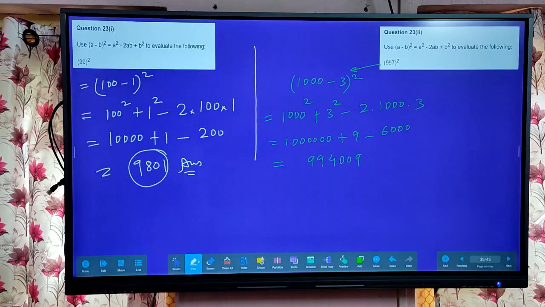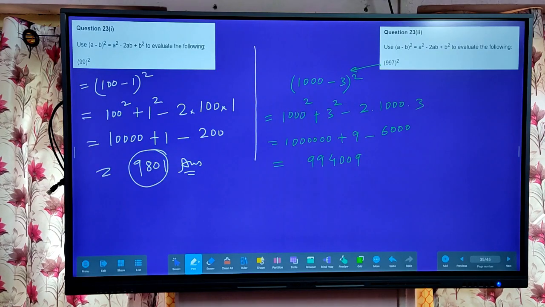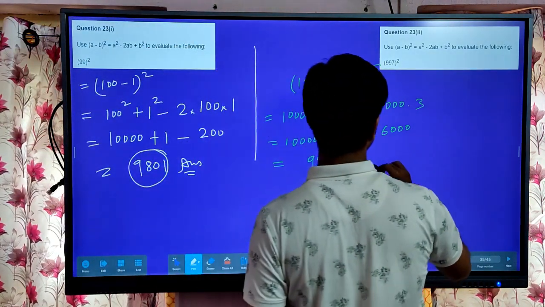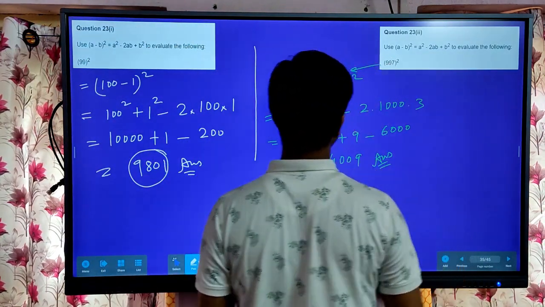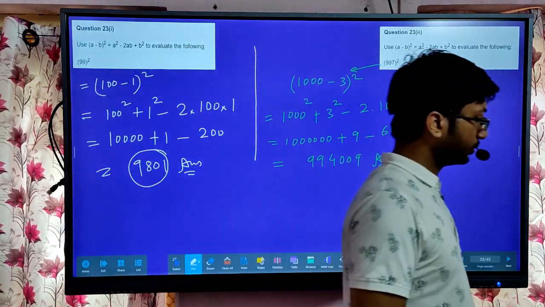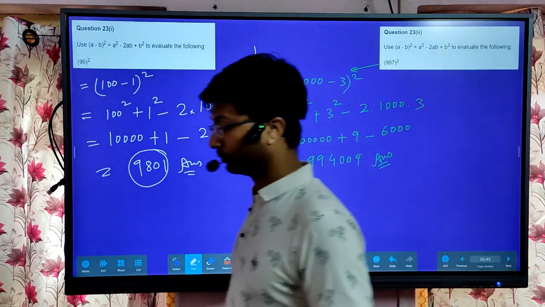994009. Do the subtraction very carefully. This will be the answer. 994009. Let us move on to the next question. First, you write it down.